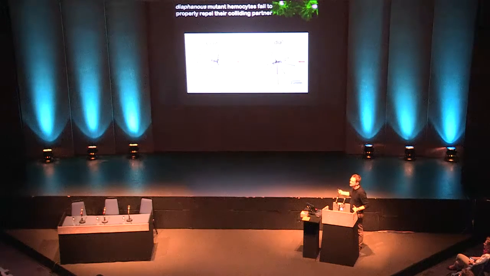Now, if you remember, the reason why we started looking into collisions in so much detail was that mathematical model that suggested that in order for contact inhibition to drive the emergence of this embryonic pattern, the repulsion dynamics of hemocytes need to be tightly controlled. And here we have a nice genetic system in which we can test this hypothesis.